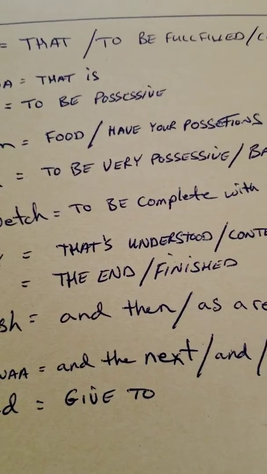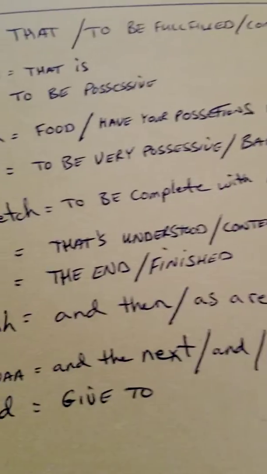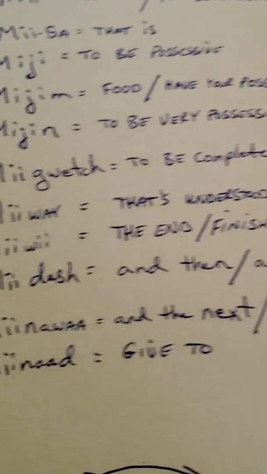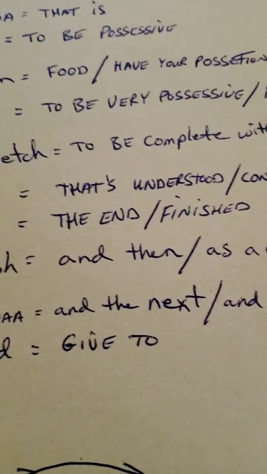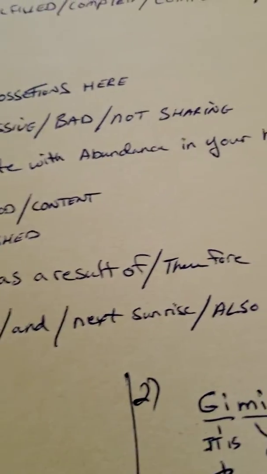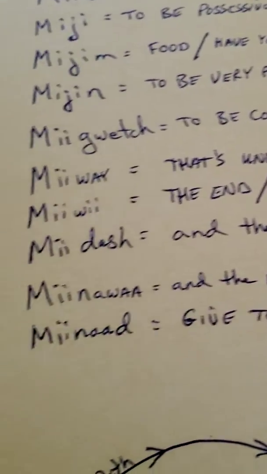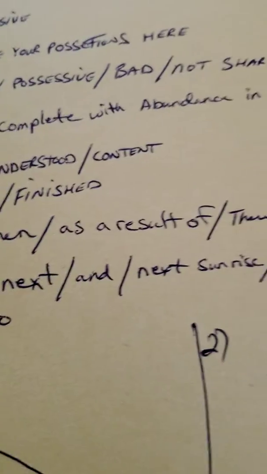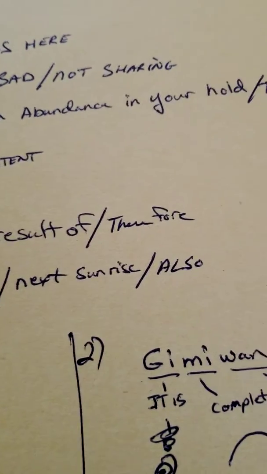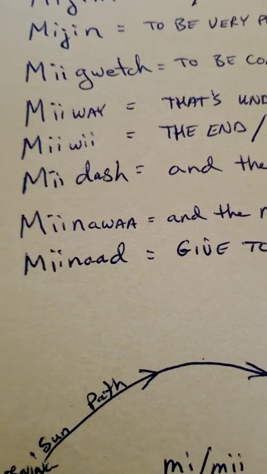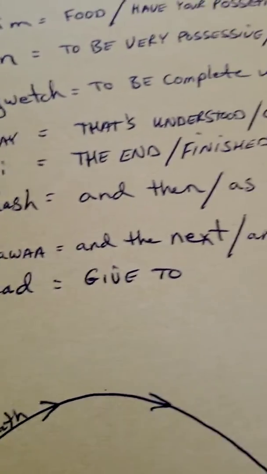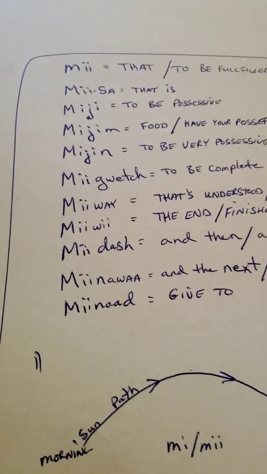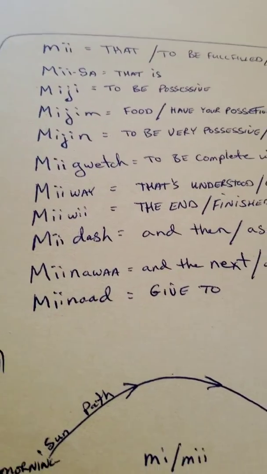Mi we, that's understood, content, that's it. Mi we, the end, finished. Mi dash, and then as a result of, therefore. Minowa, and the next, and next sunrise, also, because you're referring to that cycle. Menad, give to. All these descriptions, and the root word of the understanding of this prefix is me.